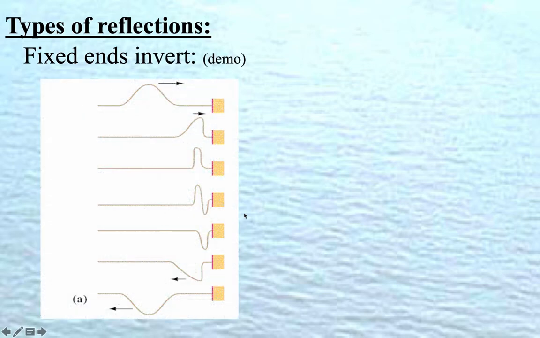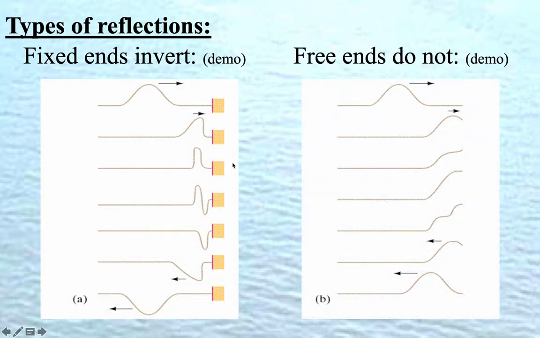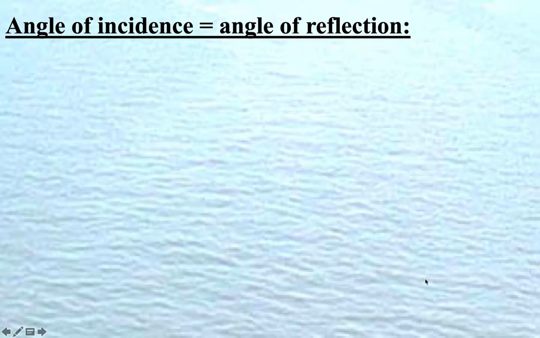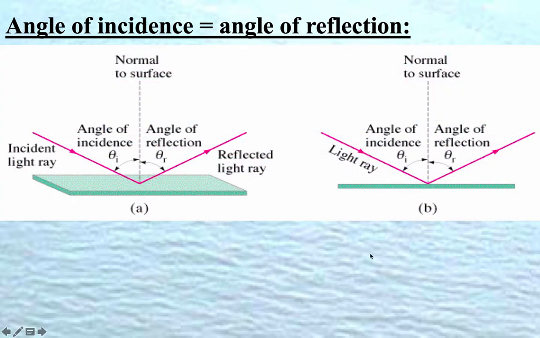Okay, and then we already talked about how the fixed ends will invert it, the free ends will send it back upright. And we'll do a lab about this, right? And then another thing that's kind of cool, and we're not going to really get into optics, but the angle of incidence, and physicists measure the angle right there. The angle of incidence equals the angle of reflection.